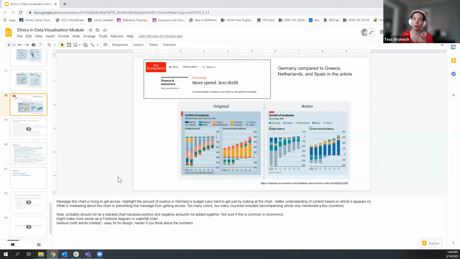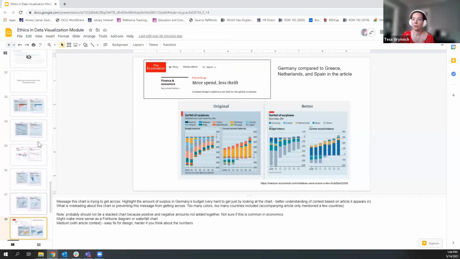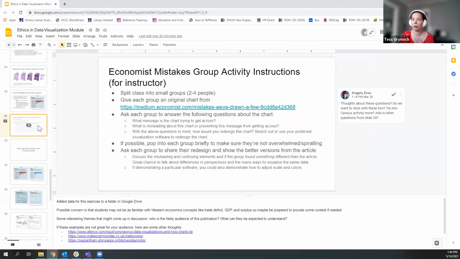Some of these charts are harder than others when it comes to finding or understanding the problematic issue, or what's preventing the message from getting across. We've tried to indicate that in the notes as well, so that you can tailor it to your audience. And then we've also provided instructions for the activities for instructors as well. So there was a slide that can be shown to the class, but also one for instructors that gives a little bit more explanation.